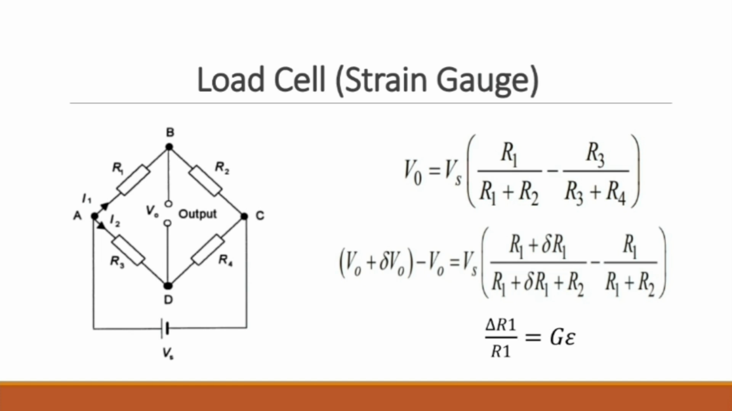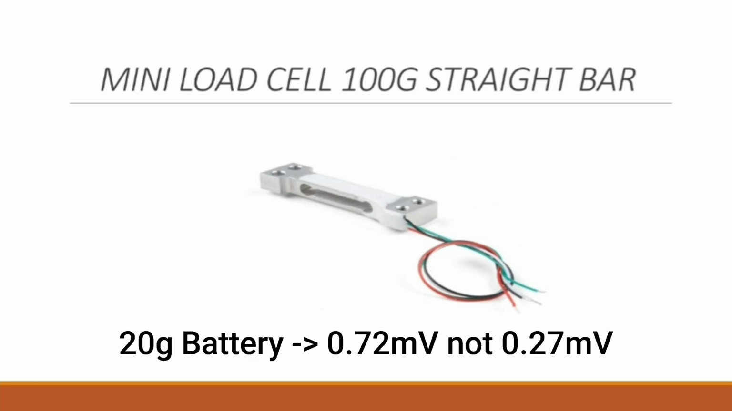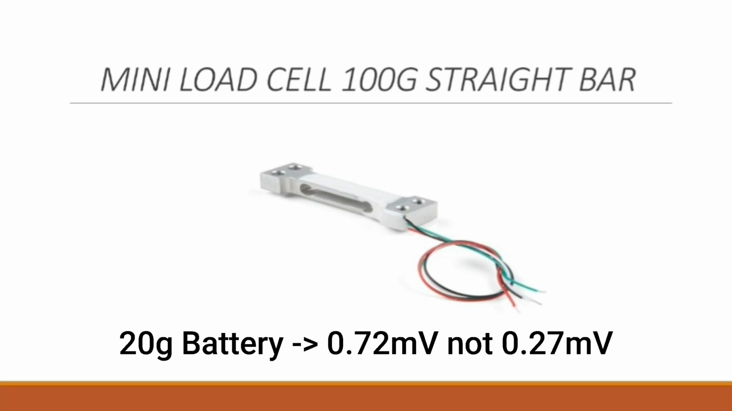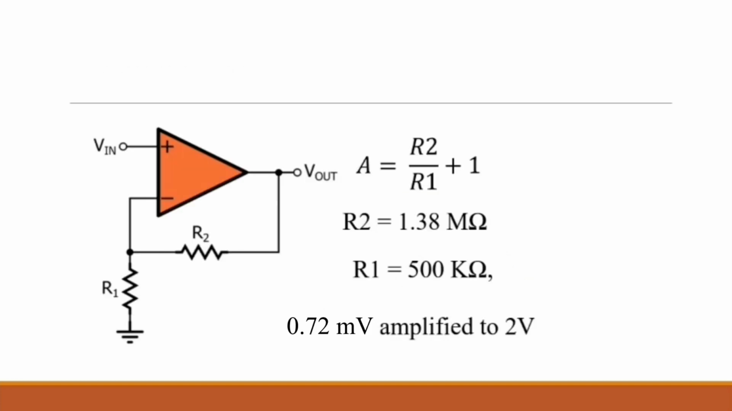The load cell chosen is the mini load cell 100G straight bar, which is shown in the figure below. The manufacturer is SparkFun Electronics, and its data sheet is hyperlinked in our report. The output voltage for a 20-gram battery is 0.27 millivolt, which goes to the PLC. Any voltage other than that will let the solenoid gate open, which will divert the path of the battery. Now, since 0.27 millivolt is a small voltage, a non-inverting op-amp will be used to amplify it to 2 volts.